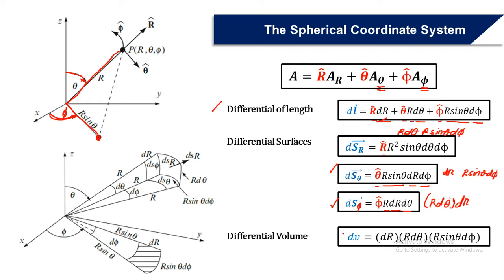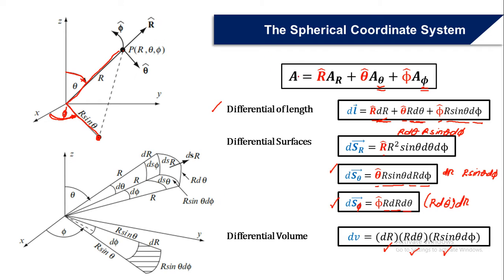For the differential volume, multiply lang natin yung ating mga components. Okay? So, we have dr, rdr, and r sine theta d phi. So, yan yung ating mga differential dimensions or quantities pagdating sa spherical coordinate system.